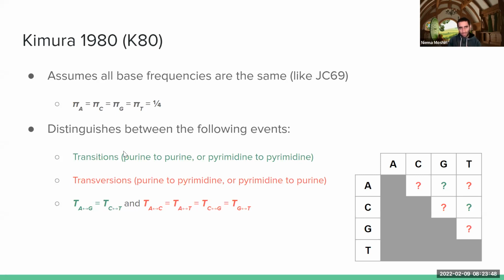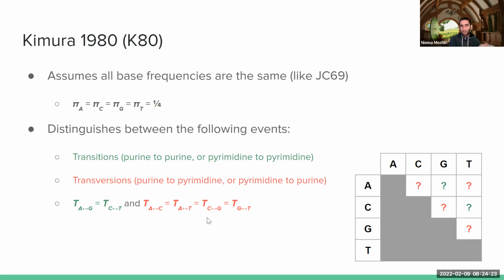Each of the nucleotides can be classified as either a purine or a pyrimidine. Purines are A and G, pyrimidines are C and T, and mutations that go from purine to purine or pyrimidine to pyrimidine are known as transition mutations. Transversion mutations are the ones that go from purine to pyrimidine or pyrimidine to purine. So transitions are A to G or vice versa, or C to T or vice versa, and transversions are everything else.